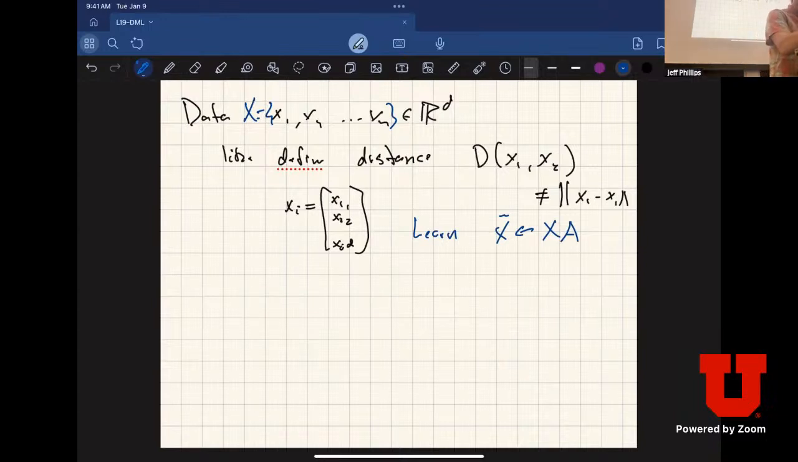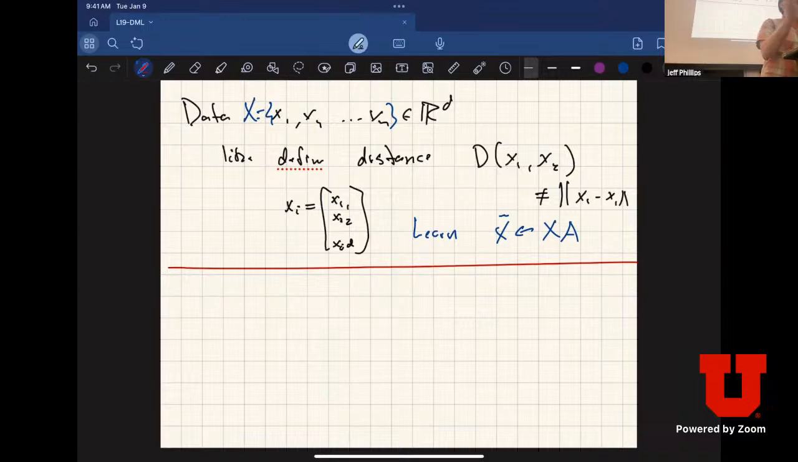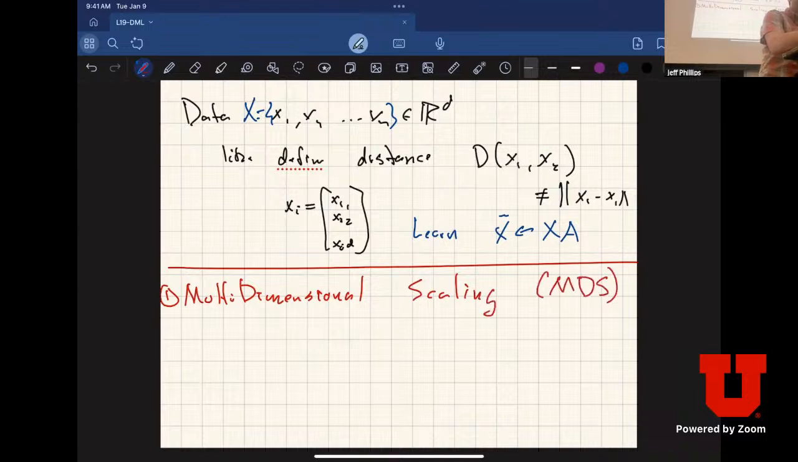So we're going to talk about three approaches here. The first one is not going to quite follow this paradigm, but it's kind of close. The first one is multi-dimensional scaling. All of these have nice acronyms, and most people know them just by their acronyms. This one is MDS. It will actually go from a distance d to a low-dimensional Euclidean distance.